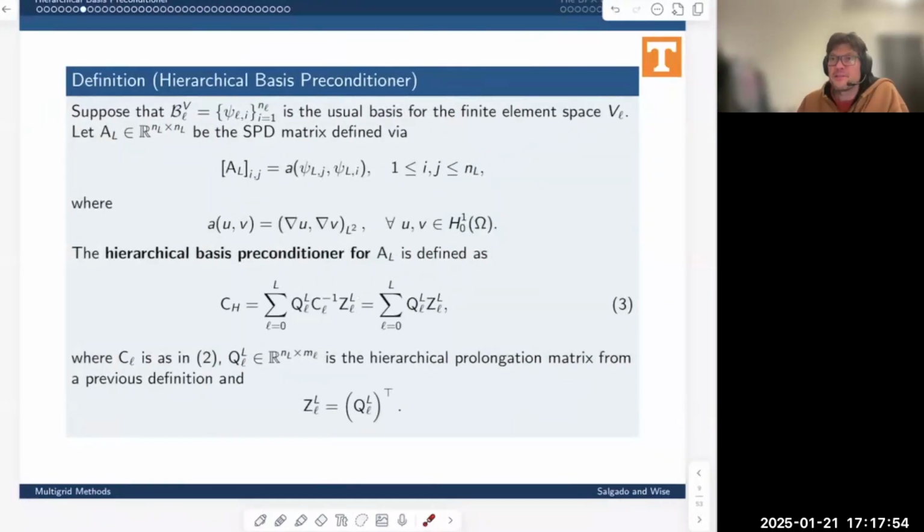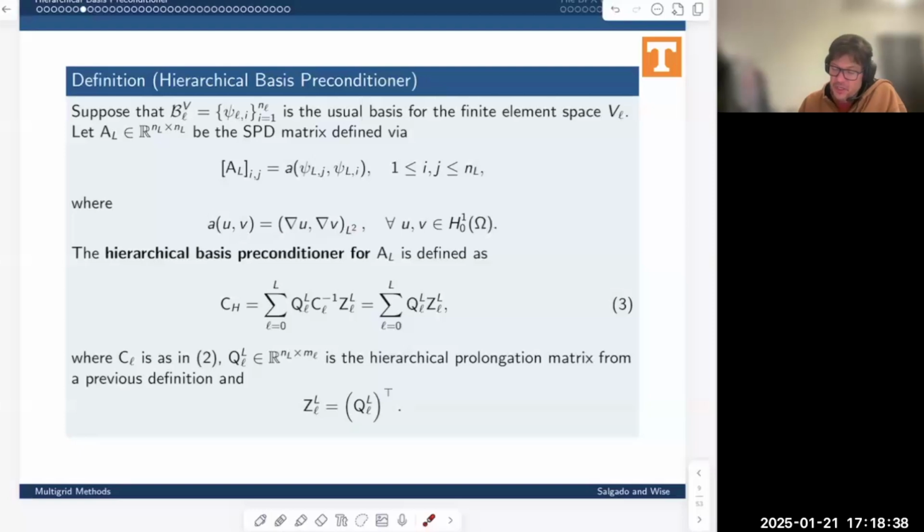So here's the hierarchical basis preconditioner, and I think we'll have to stop once I define this one today and pick up back with our review at this spot. Suppose that BLV is the usual basis for the finite element space VL. Suppose that AL is the SPD matrix defined via the usual way. You take the bilinear form, the energy form for the system, and you throw in the basis elements, and that's how you construct the stiffness matrix. It's SPD as we've seen before. Of course, this bilinear form is just equal to that usual thing for the energy inner product.